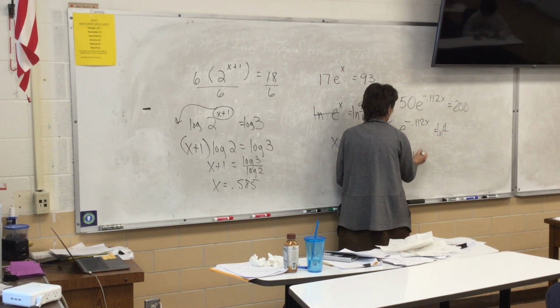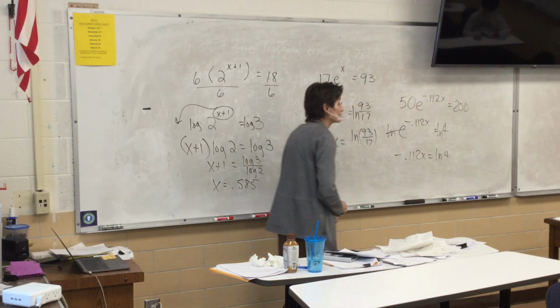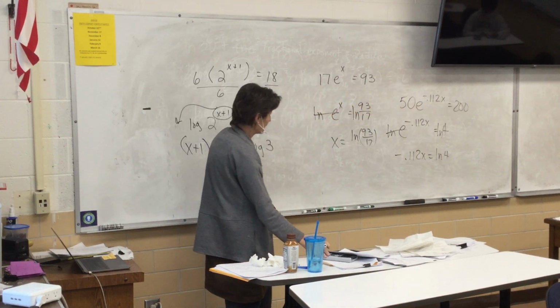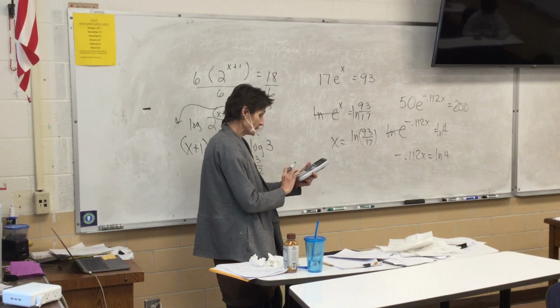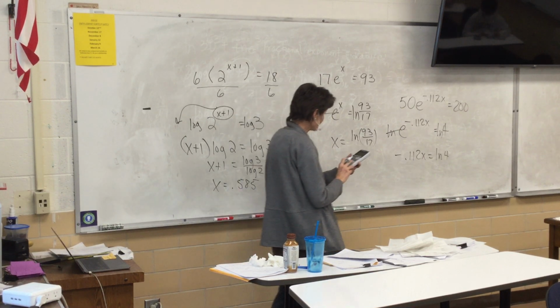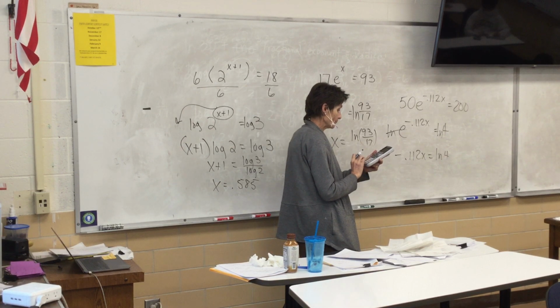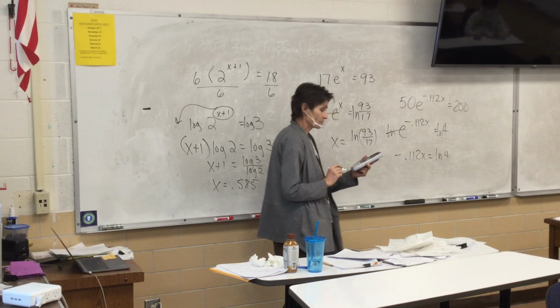So negative 0.112x equals ln 4. And then we're just going to divide. So we're going to do ln 4 and figure out what that is, and then we'll take that number and divide it by negative 0.112. I got negative 12.378.